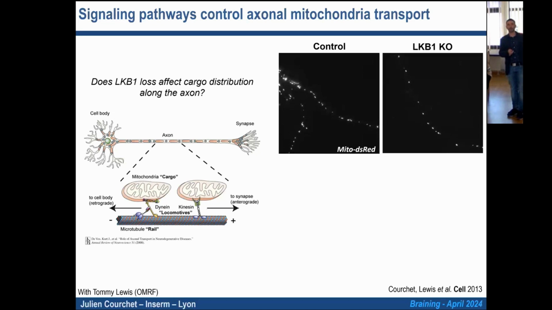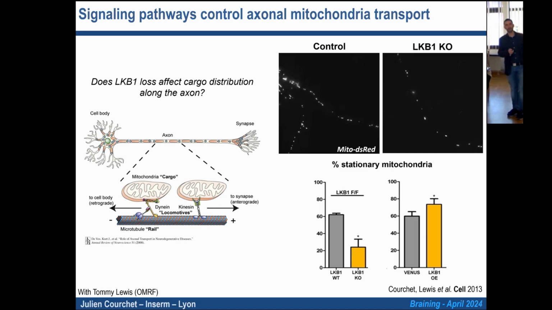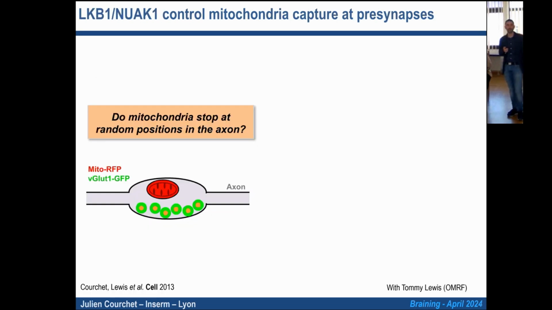The obvious thing that we saw in the knockout condition was that mitochondria are moving all the time, and they actually lost the capacity to anchor to the axon. We found that if you inhibit LKB1 or NUAK1, you decrease the percentage of stationary mitochondria. And if you overexpress those kinases, you increase the stationary mitochondria. And so that was the start of the story that led to me and my postdoc and to the creation of my lab in Lyon.